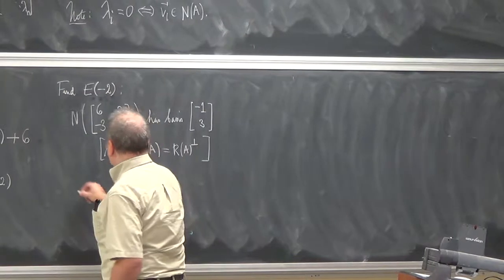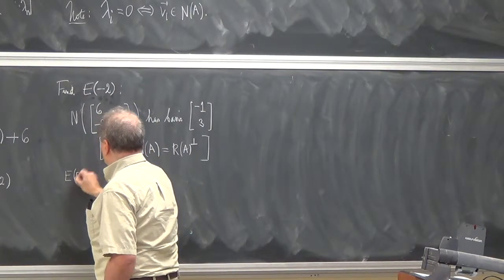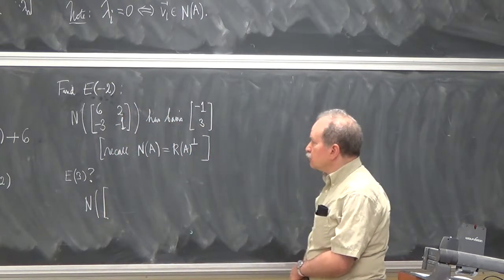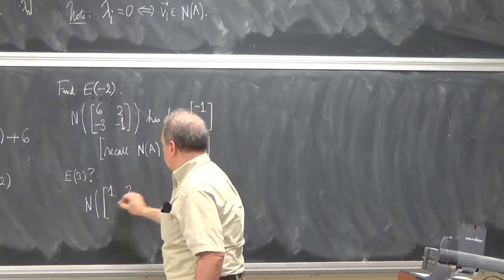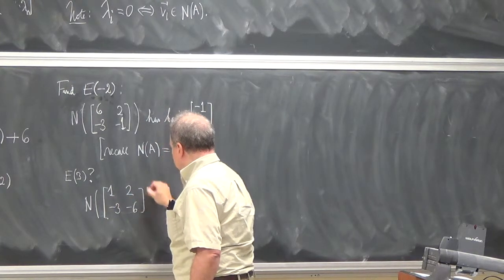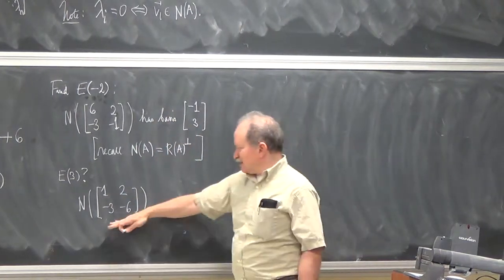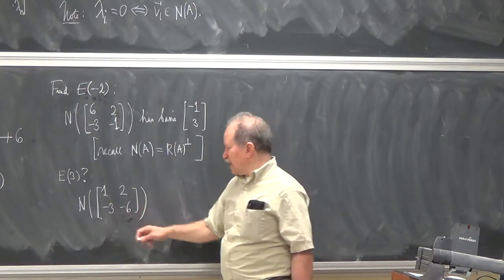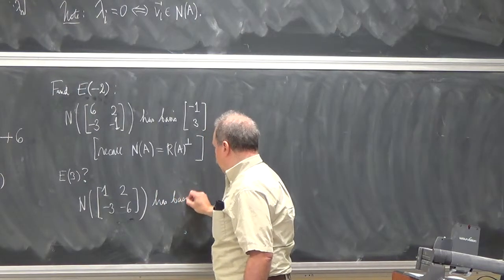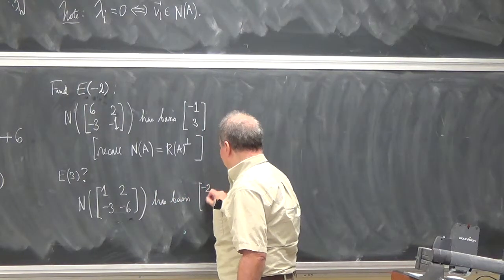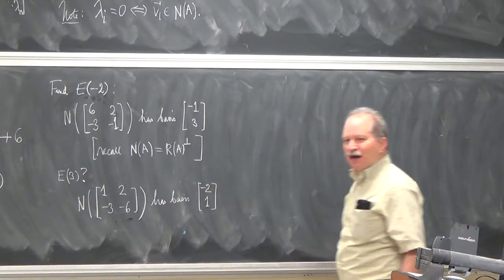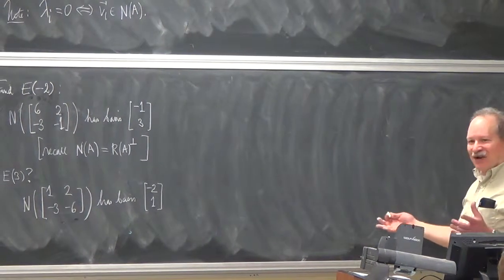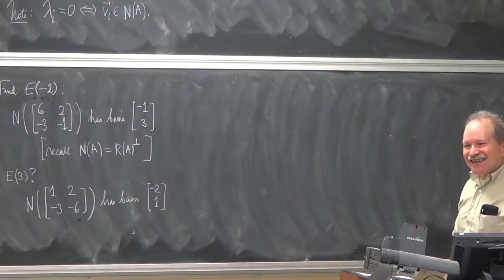All right? So what about E of 3? Null space of 1, 2, -3, -6. Again, you look at this and you ask yourself, is this matrix singular? Does it have rank 1 or 0? What's the basis? -2, 1. Might as well give yourself the smallest numbers possible. We're doing the columns.